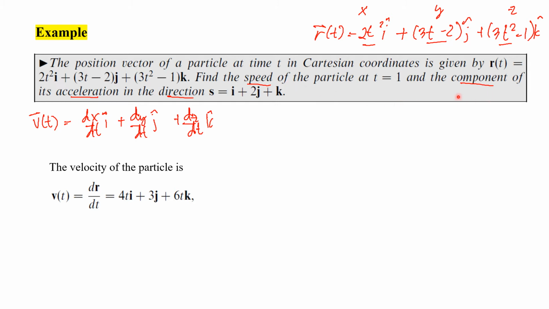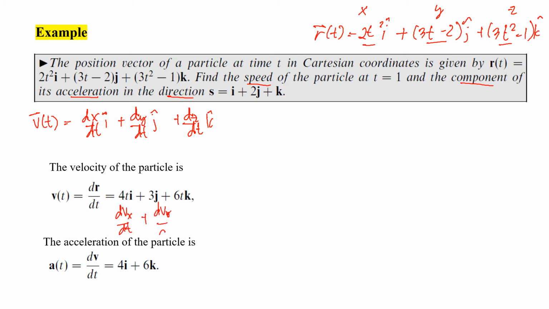So let's proceed first to the acceleration vector. The acceleration is just the time derivative of this one, your 4t i plus 3j plus 6t k. So the acceleration of the particle, your dv over dt, is equal to dvx over dt plus dvy over dt plus dvz over dt, with your hats, your directions, your unit vectors.